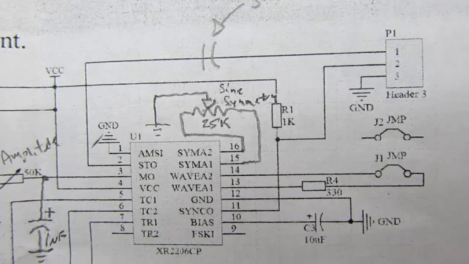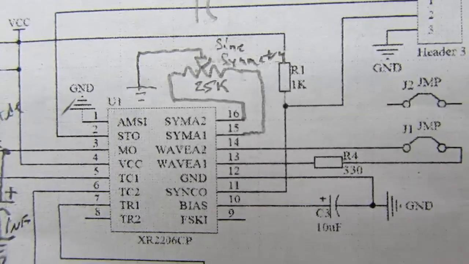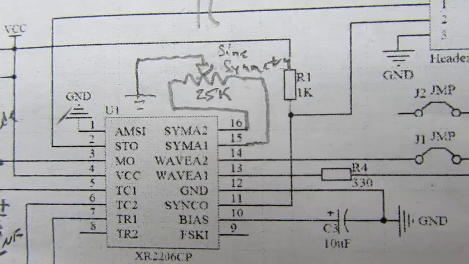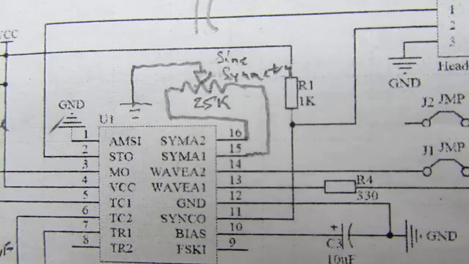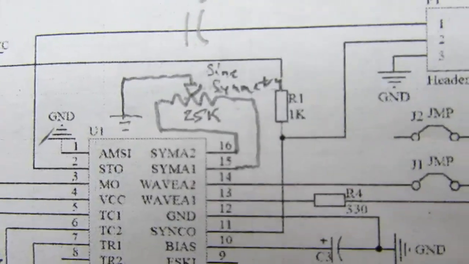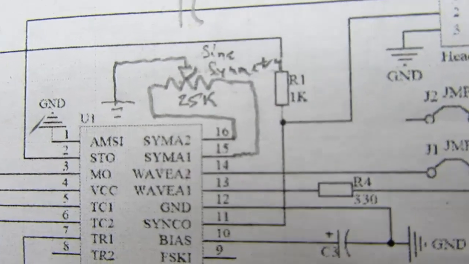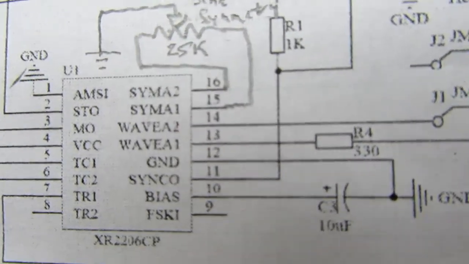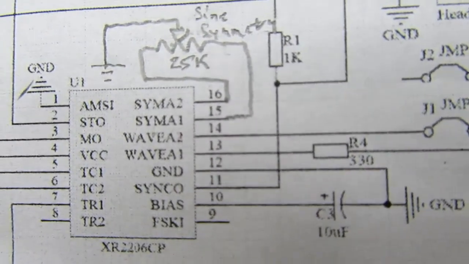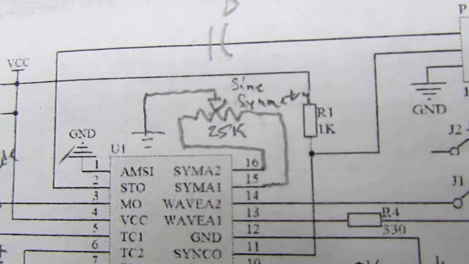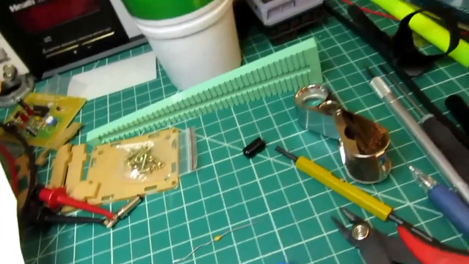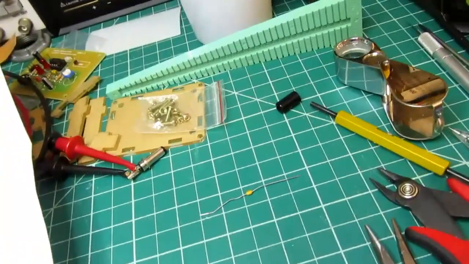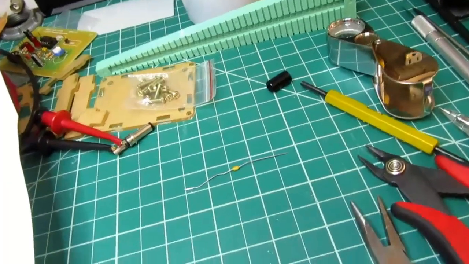Okay, the other thing the data sheets recommend is a sine wave symmetry and shaping adjust potentiometer of 25 kilohms, or 25K, wired between pins 15 and 16 of the IC, with the wiper connected to ground. This is optional, but it's supposed to be used for optimum sine wave shape.